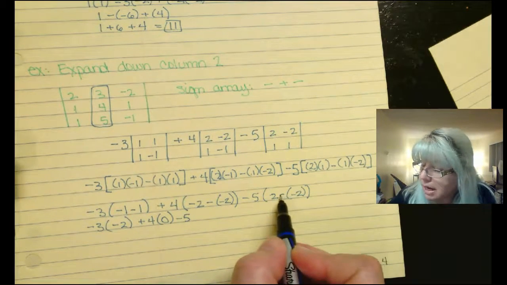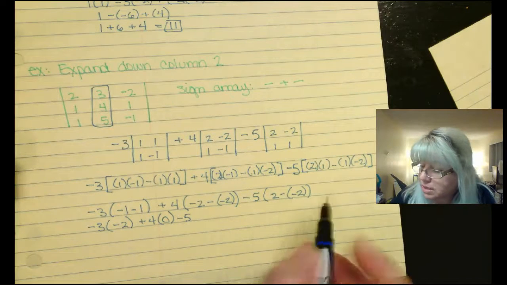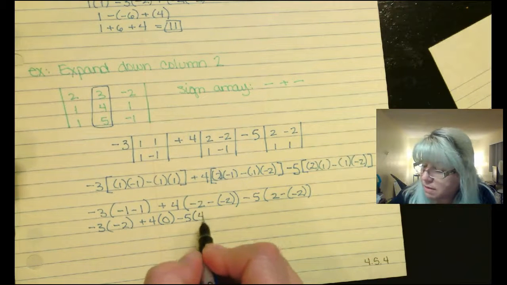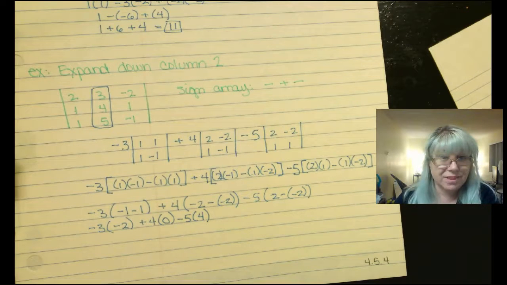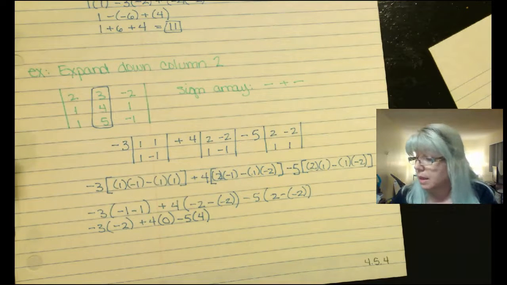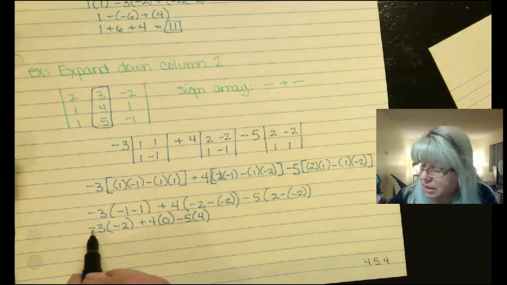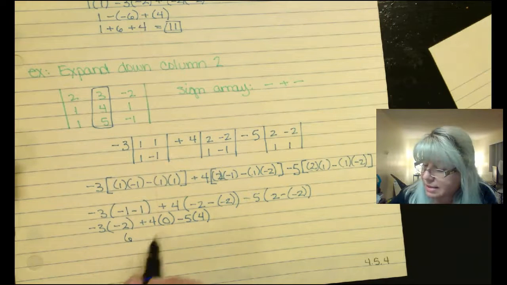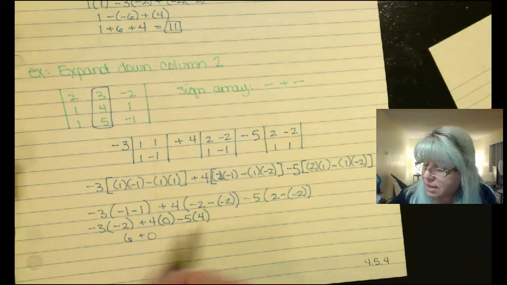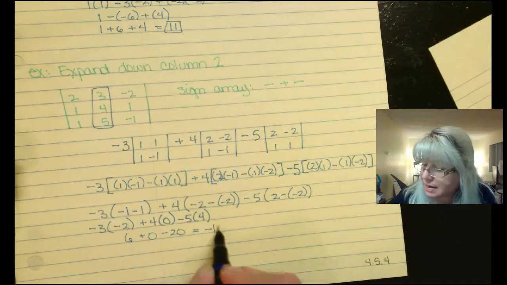2 minus a negative 2 is really 2 plus 2, so it's 5 times 4. Okay? All right. Negative 3 times negative 2 is 6. 4 times 0 is 0, and negative 5 times 4 is negative 20. Therefore, the determinant is negative 14.